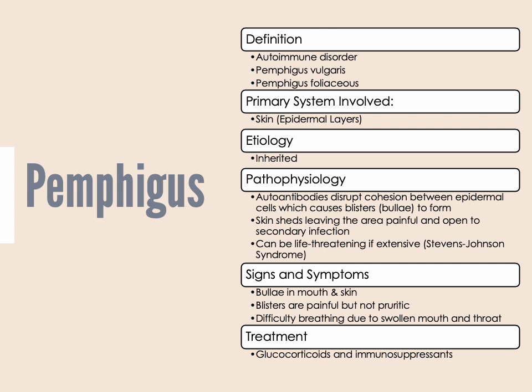As I've stated, your signs and symptoms, you can have it in the mouth and the skin. You do have blisters that are painful, but they do not itch. That is one key factor here, non-itchy skin. But with Stevens-Johnson syndrome, if it develops secondary to this pemphigus, you do see some swelling in the mouth and in the throat. You want to treat this with immunosuppressants and glucocorticosteroids.